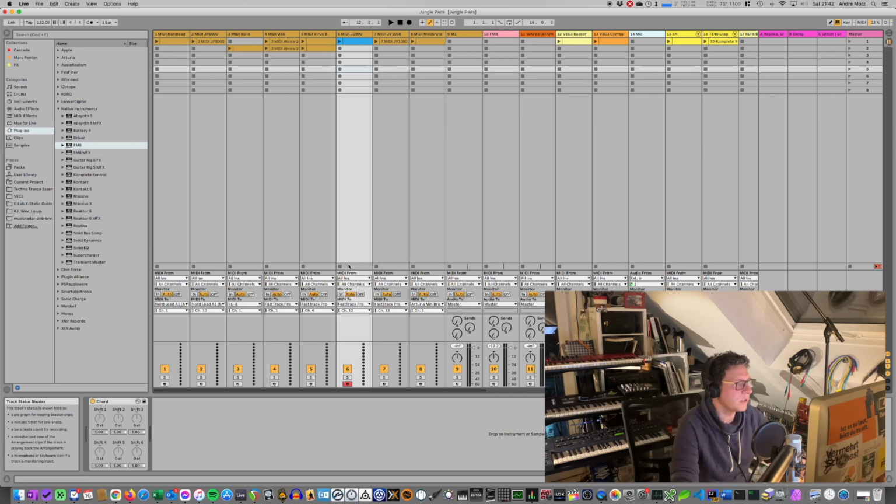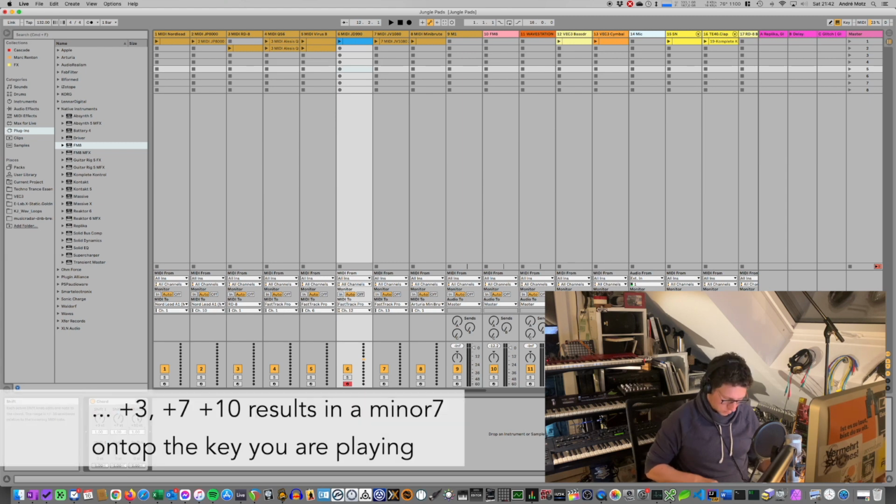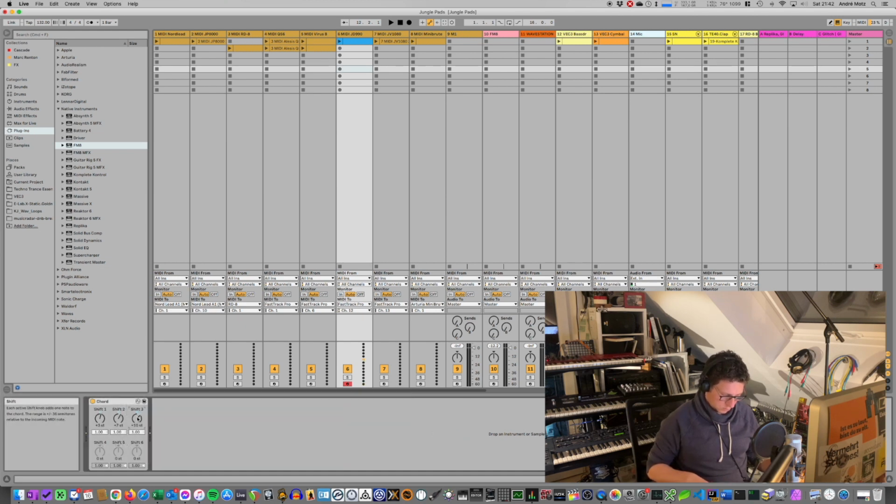But what you can also do is use, from Ableton Live for example, the chord plugin, and there's a similar plugin in every DAW that I know. It adds additional notes on top, so 3 semitones, 7, maybe 10. Now, let's put this to the next level.